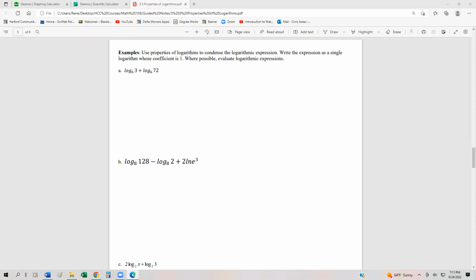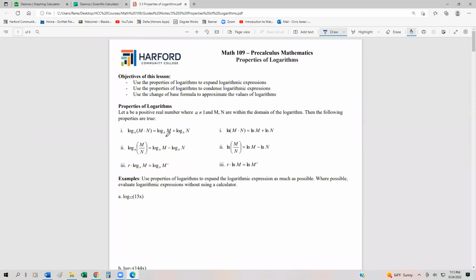So remember our three rules, and I'm going to go all the way back to the beginning to remember our three rules. If we have logarithms with the same base and we're adding, we can change it into multiplication. If we have logarithms with the same base and we're subtracting them, we can turn it into a division problem. And then remember the rule that if we have an exponent, we can make that into a coefficient, or if we have a coefficient in front of a logarithm, we can make that into an exponent.